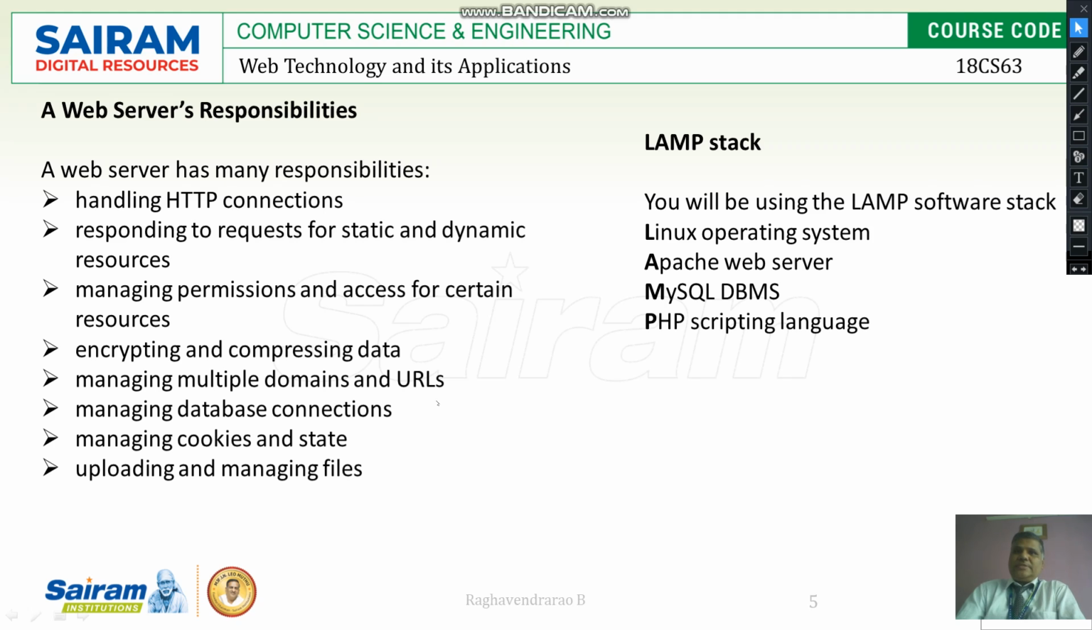Managing multiple domains and URLs. You can see that once you open any website, you click one or two things and more than one URL appears over there. So it is nothing but you are going to a number of locations simultaneously, and you can watch those things simultaneously. It means it goes to the multiple destinations, domains, and it gets executed over there. That also it has to manage.